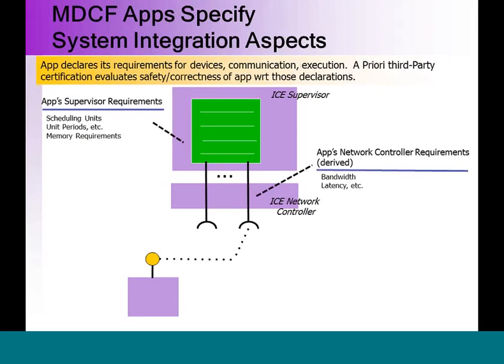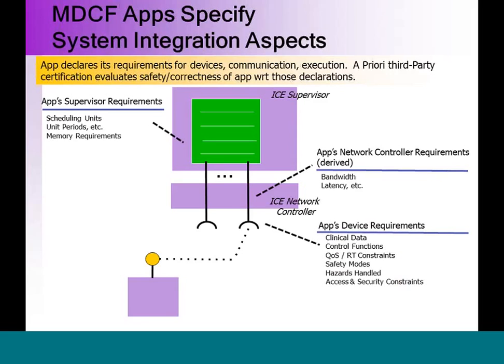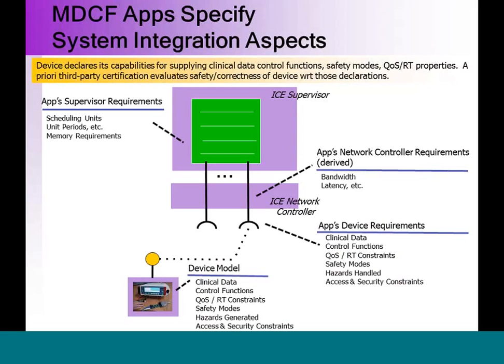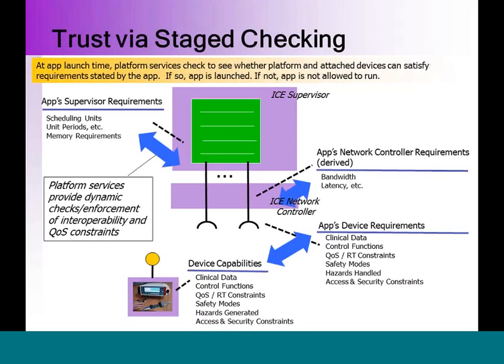Okay, I've got here annotations that say what you need to state and what you need to require of the supervisor: scheduling units, unit period, memory requirements, and so forth, and bandwidth and latency on the network controller. And then on the device side, you say what capabilities you require, and then what happens is when you launch the app, you check these different conditions.